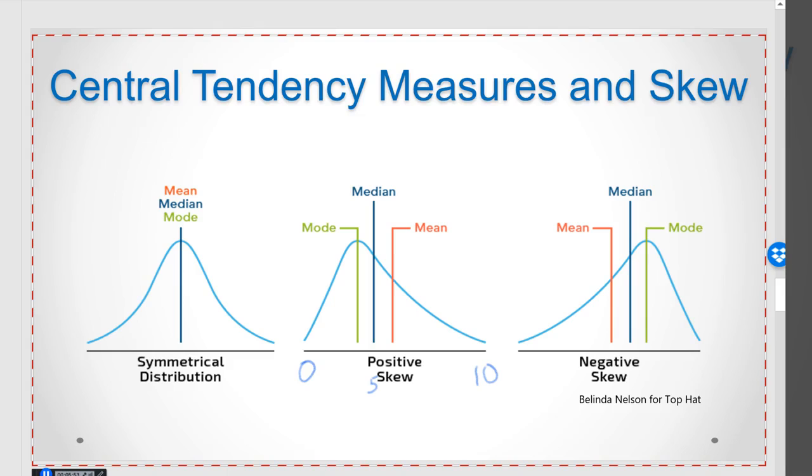In a negative skew, the mean is smaller than the median. It's to the left of the median. Again, if we put 0 and 10, let's say the median is 5, right? So if the mean is to the left of the median, that means it's smaller, right? So if it's to the left of the median, what this means is that the mean is smaller than the median.